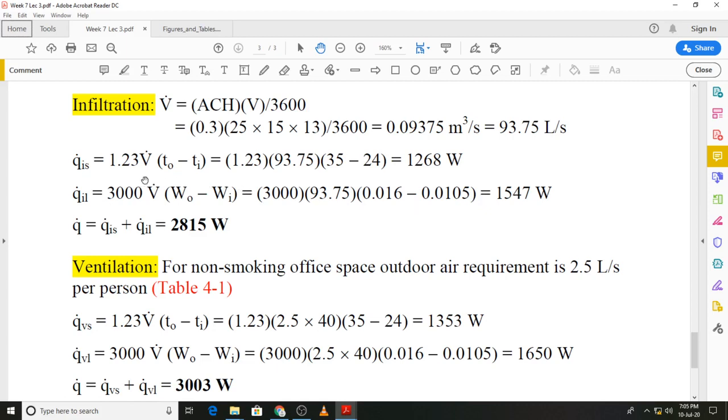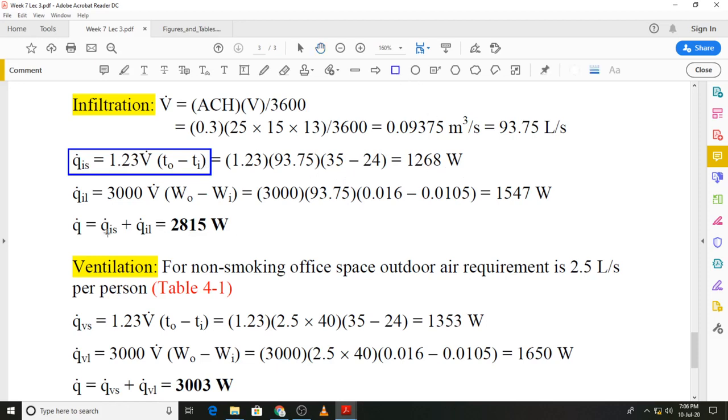The formulas are given to you. You can see over here, that is the sensible load due to infiltration, and T naught minus Ti is the temperature difference between the outside and inside design conditions. That gives us a value of 1268 watts.